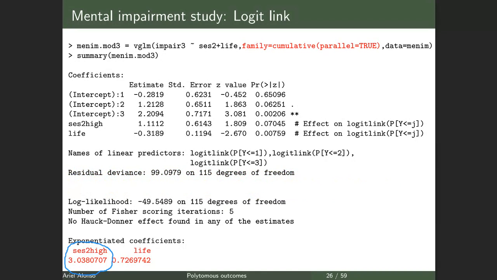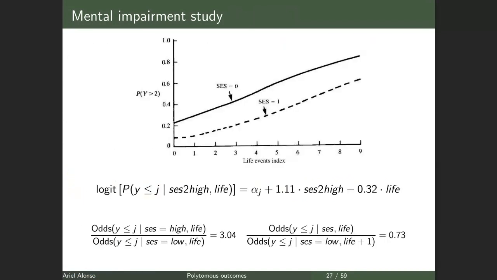These coefficients, the exponential of the coefficients, can now be interpreted in terms of odds ratios. How can you interpret that? Well, here is your model. The probability of having a response smaller or equal than j as a function of SES and life events is this coefficient that depends on j, but then you have here the effect of socioeconomic status, which is the same, and here you have the effect of life events, which is the same. And these two lines are parallel here.